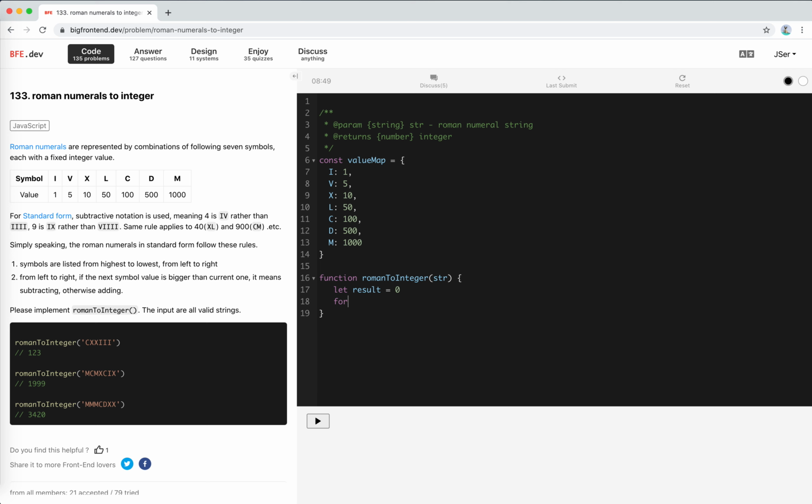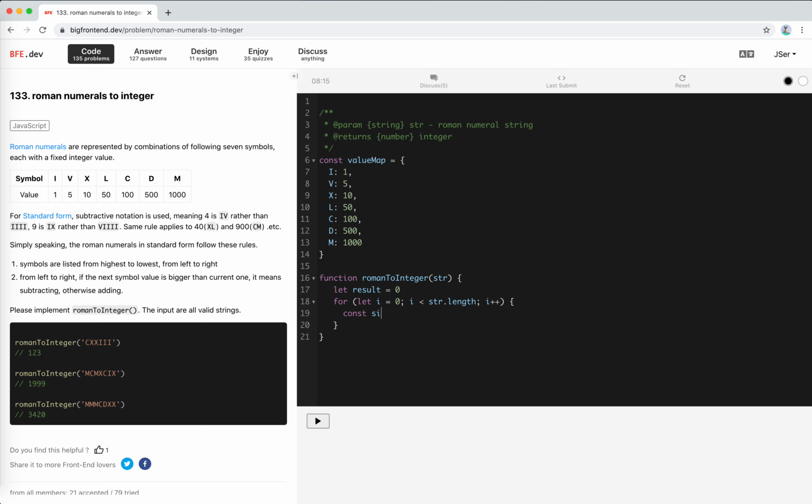Okay, so then we loop through all the characters. Let character of str. Oh, I need to get the next one, right? So this is not good. Let's use the traditional index-based for loop. i equals 0, i less than str.length, and i plus plus.